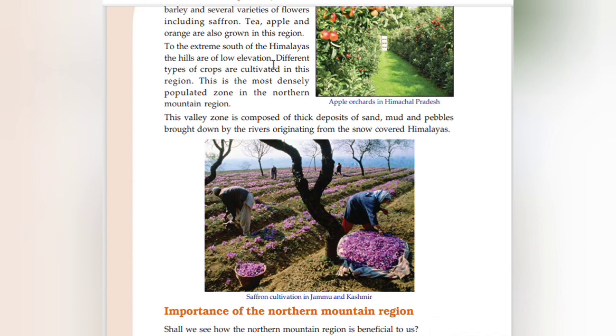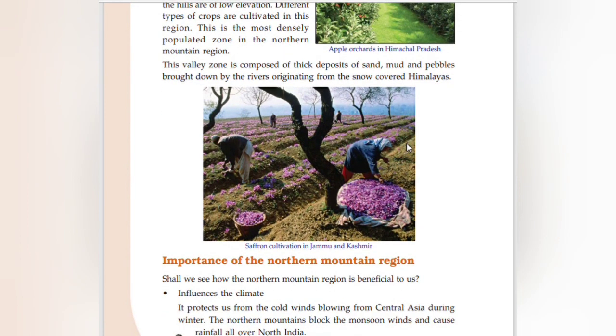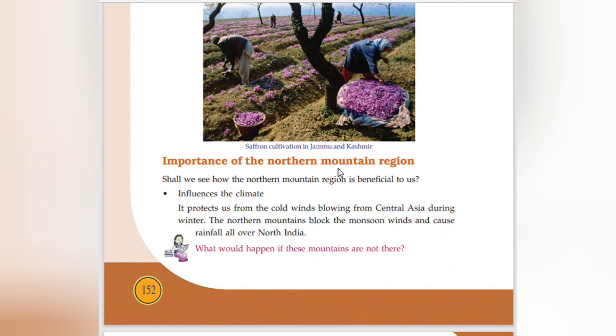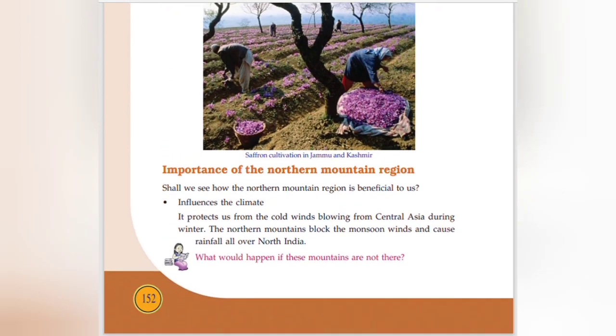To the extreme south of the Himalayas, the hills are of low elevation. Different types of crops are cultivated in this region. This is the most densely populated zone in the northern mountain region. This valley zone is composed of thick deposits of sand, mud and pebbles brought down by the rivers originating from the snow-covered Himalayas. Importance of saffron cultivation in Jammu and Kashmir.